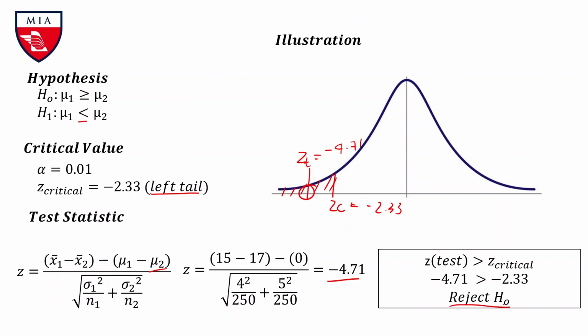Therefore, we reject the null hypothesis. So our z-test is greater than z-critical. So we have negative 4.71. Let me just correct this. The z-test is less than. This is less than. Typographical error only. So our z-test is less than the z-critical. So we have negative 4.71 is less than negative 2.33. Therefore, we can reject the null hypothesis. Like I said, a negative value is larger if it is closer to 0. Therefore, the z-test is less than because the value is much farther from 0.